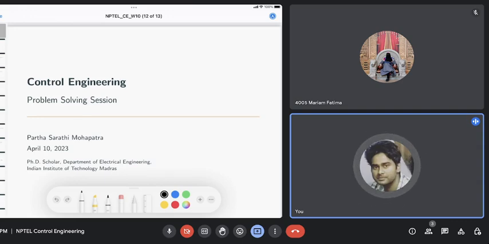So today's problem will be based on the week 10 NPTEL lecture video content of the control engineering course. For this week 10, the content was based on what happens when the zeros are on the right hand side of the complex plane. Depending on the presence of the zeros in either the right or the left, we divided the systems and called them minimum phase or non-minimum phase.